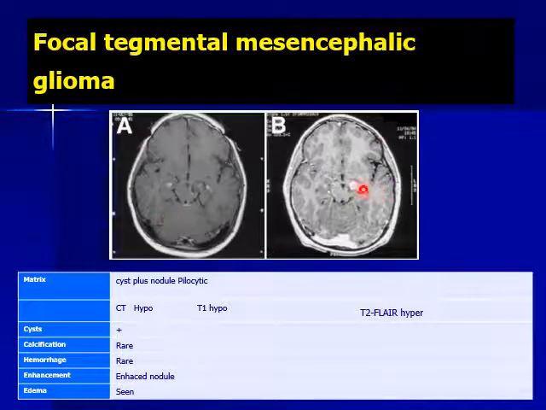Again, this is focal tegmental mesencephalic glioma. An important piece of information for you is that most of the lesions that present as cyst and nodule can start in the early phase as just an enhancing nodule, then it develops the cyst later on. We will see this in a lot of tumors. So we can see it as just an enhancing nodule like this, and later on it will develop the cyst to become a cyst.